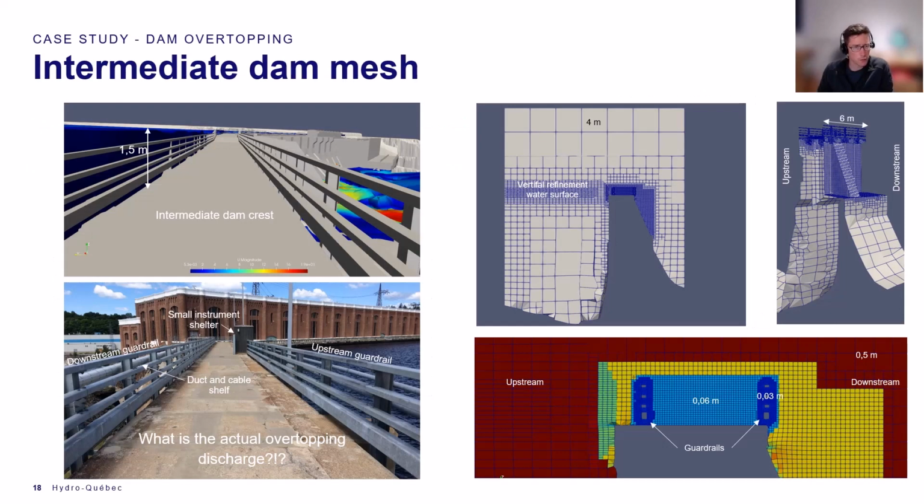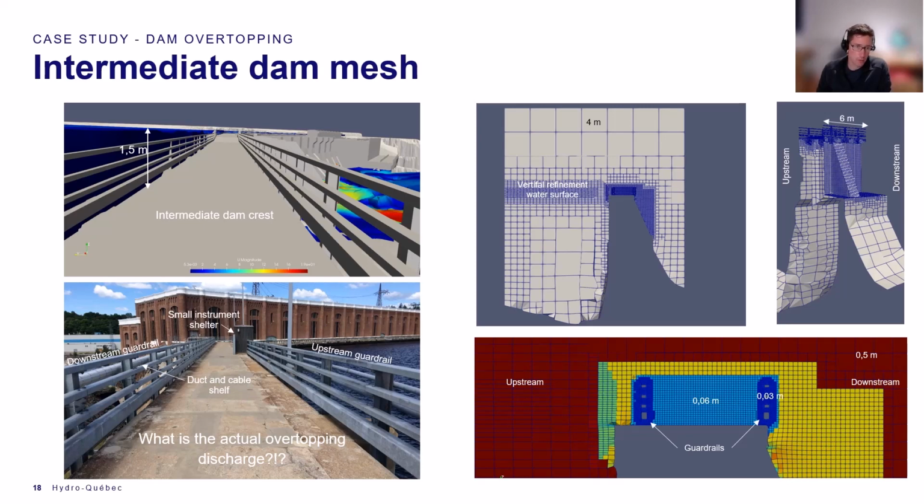Which brings me to a small case study of the intermediate dam. Considering the water levels are now 1.5 meter above its crest, we evaluated what was the actual overtopping discharge. We understood that this dam was assumed to function as a broad-crested weir during the project.